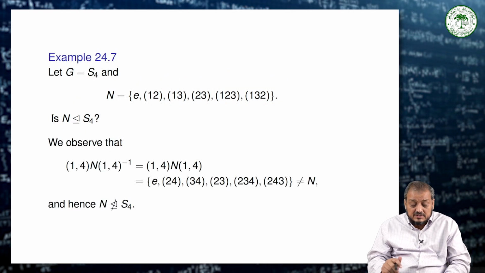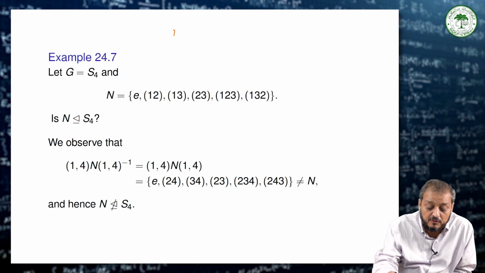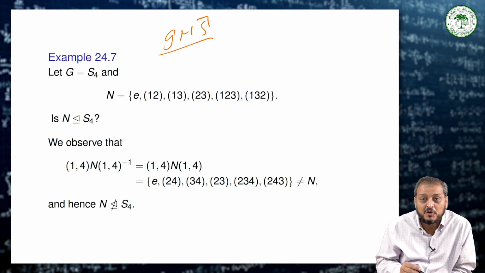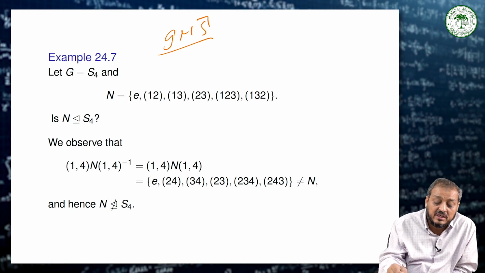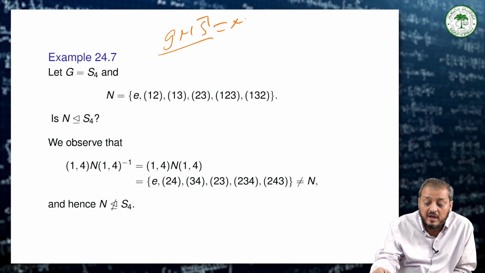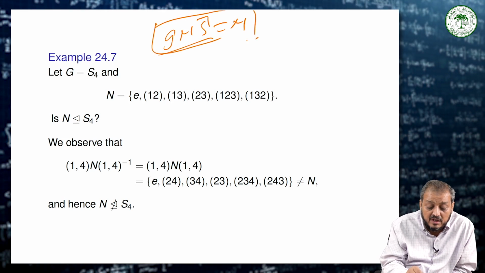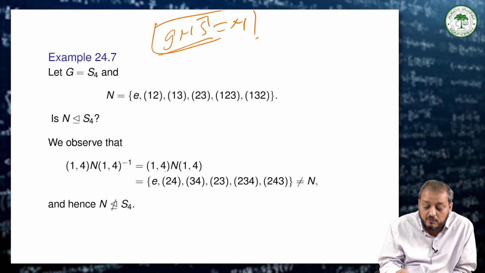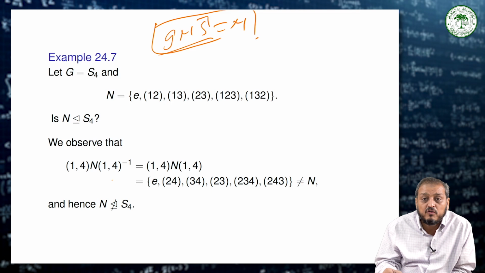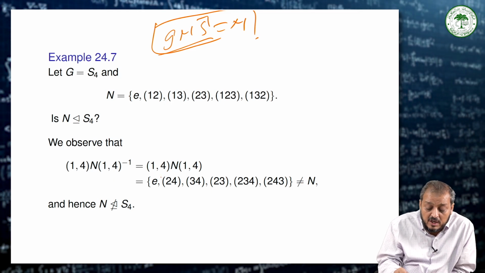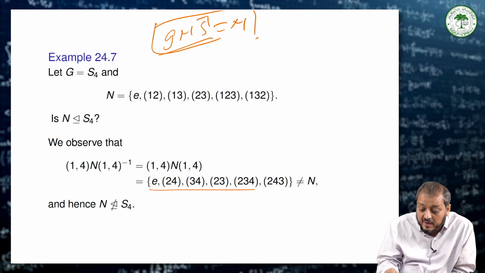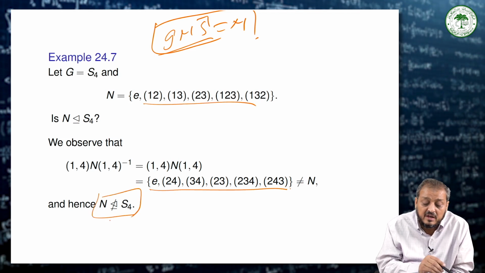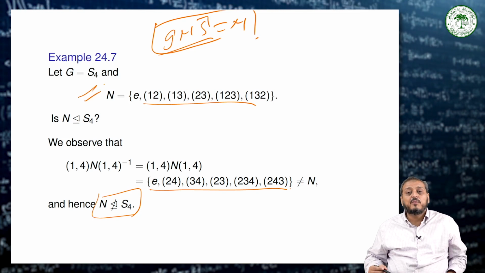Now in this case I use the property of g and g inverse. By this property of the theorem, if N is normal, then g N g inverse is also equal to N. If we try this, we take (1 4) for this N, and then (1 4) inverse, which is equal to itself, (1 4). Now if we multiply this, we get this element, and then this is clearly not equal to N. So again we can say that this N is not normal in S4.